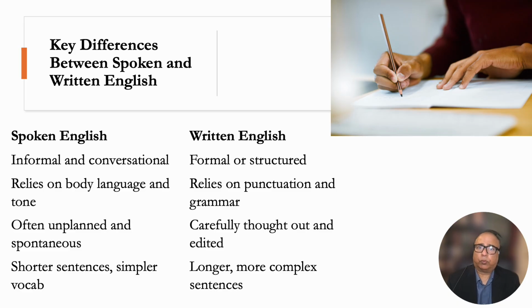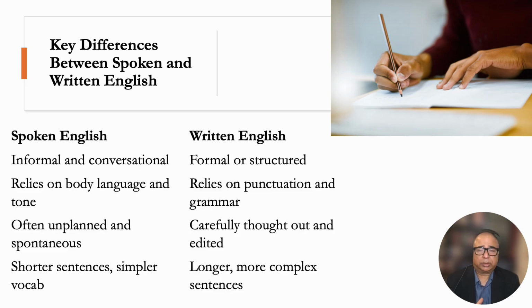So let's look at some differences between spoken and written English. Spoken English is informal, it's conversational, right? What's up? Hey, how's it going? What's going on? It relies on body language and tone, but remember, when you write, the reader cannot see your body language. They depend on the text, the words in print. Spoken English is often unplanned and spontaneous. People just say things right off the top of their head. Sentences are shorter. I'm going to go, okay, what are you going to do? Are you hungry? Simpler vocabulary so people understand.